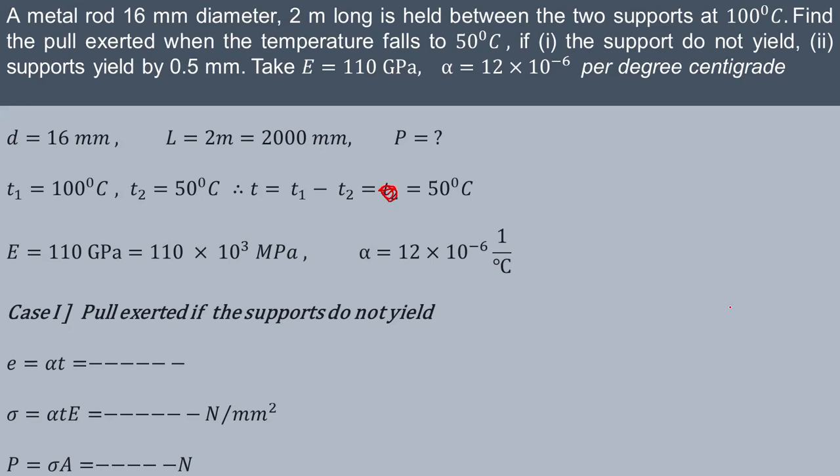T is equal to 50 degree centigrade. Capital E is 110 into 10 raised to 3 MPa, because we have to convert GPa into MPa and then we have to multiply by 10 raised to 3 for this to convert GPa into MPa. Alpha is 12 into 10 raised to minus 6 per degree centigrade. Now, what will be the value of P, that is pull exerted, if the supports are not yielding? So find out the value of strain, that is alpha into T. Then stress is alpha into T into E, and force is equal to stress into area. Now this is the case when the supports are not yielding.